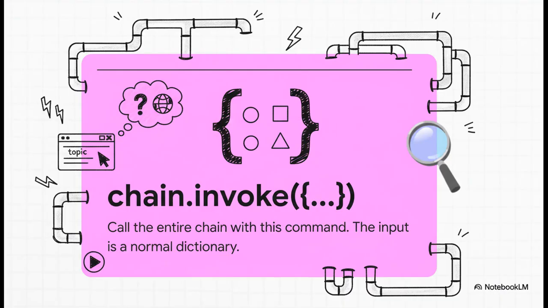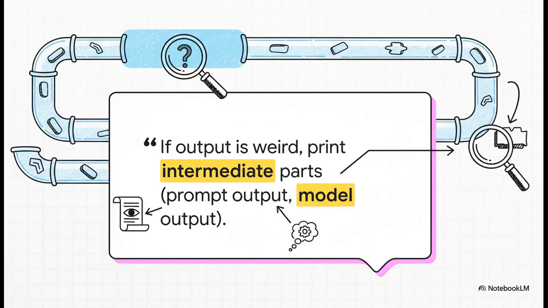So you've built this awesome, elegant pipe. How do you kick it off? It couldn't be simpler. You just use the invoke function. You call that, and you pass in your input, like say the topic you want a blog post about, as a normal Python dictionary. And that one little command, it sets the whole chain in motion. Done.